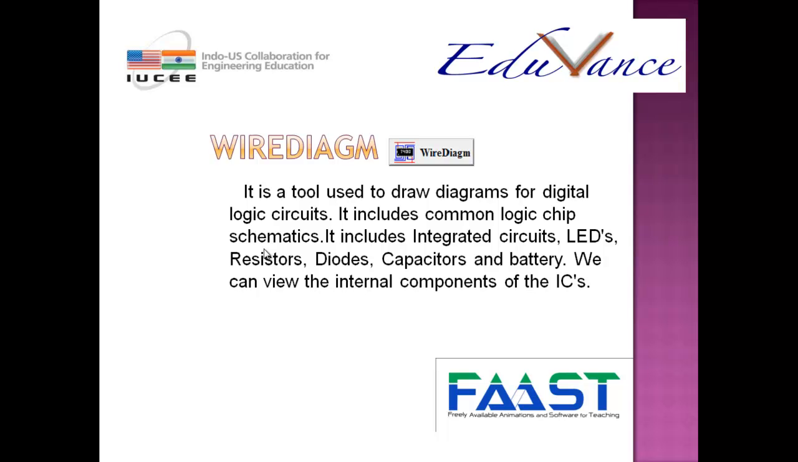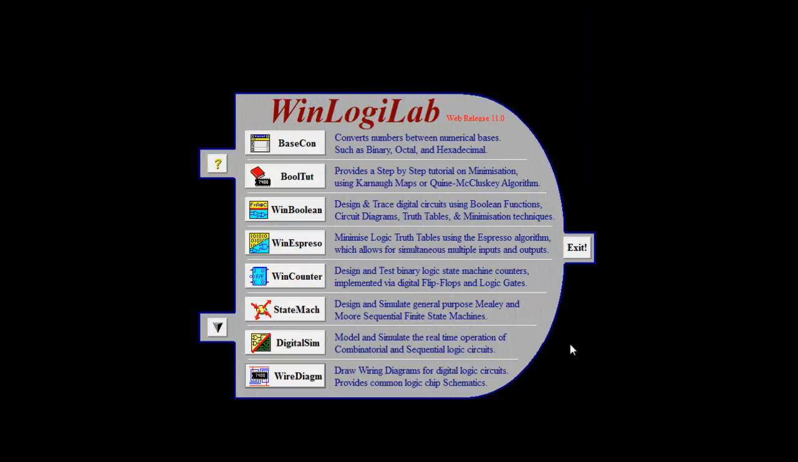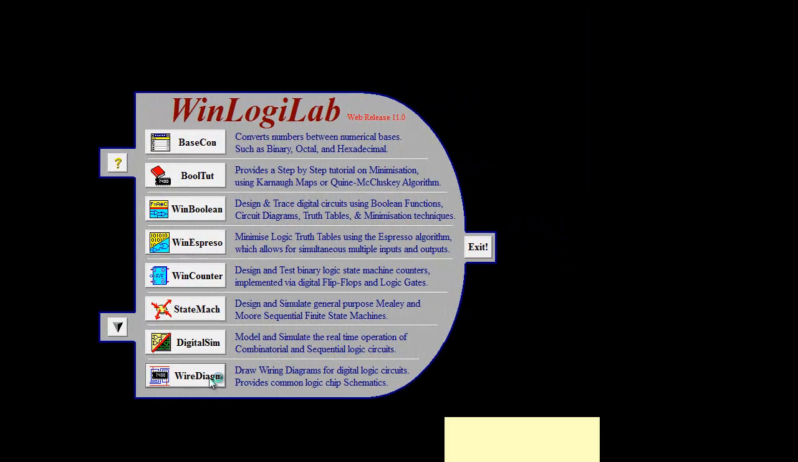It includes common logic chip schematics. It includes integrated circuits, LEDs, resistors, diodes, capacitors, and batteries. We can view the internal components of the ICs. Let us explore our last tool, Wire Diagram.